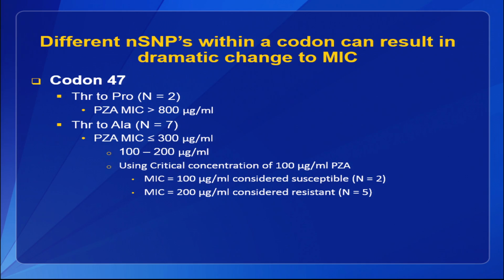But in codon 47, depending on the mutation you had, if you had the threonine to proline, the MIC was pretty stable, greater than 800. But the threonine to alanine, which is the marker for the W strain that was circulating in the states, a drug-resistant strain, its MIC was less than or equal to 300. So we had to do another MIC panel, and its MIC was always between 100 and 200. This is why early on, when they were looking at this strain, some labs would get it resistant, some labs would get it susceptible, and it was never really reproducible, because the MIC is very close to that critical concentration.